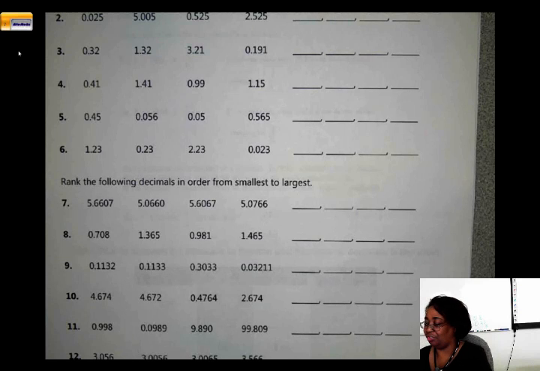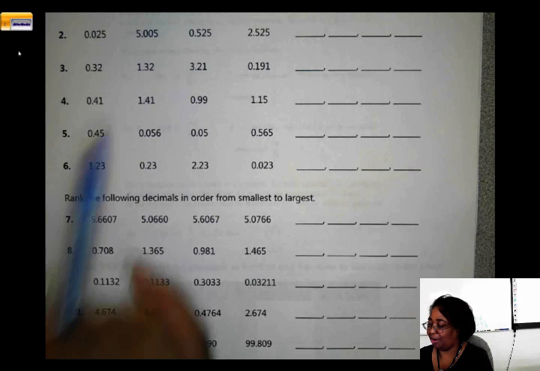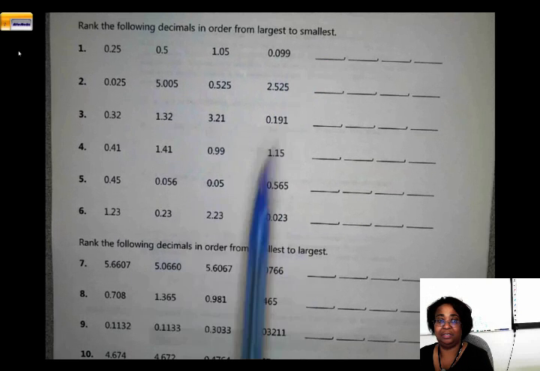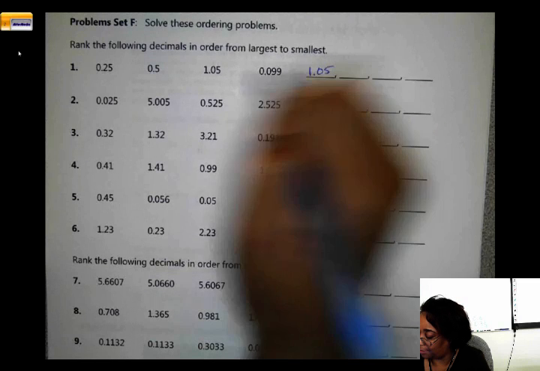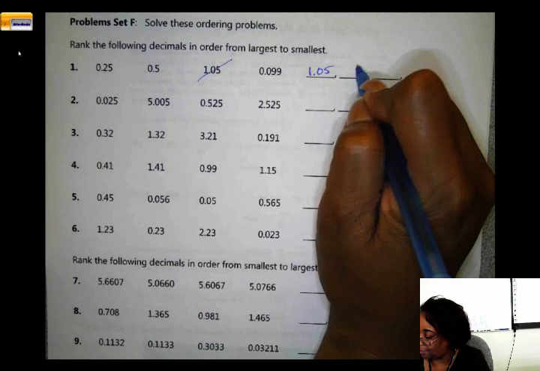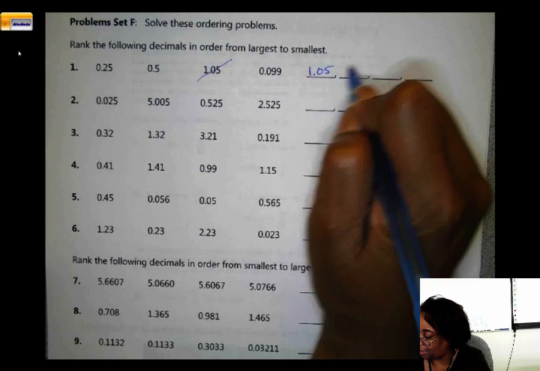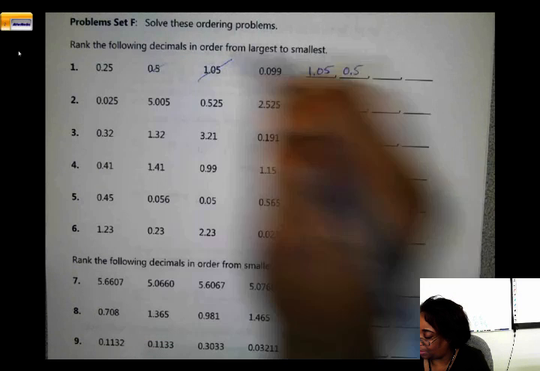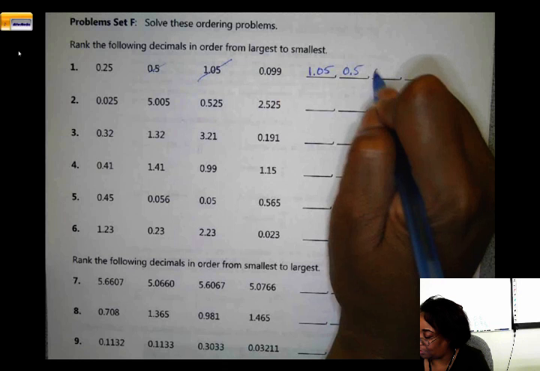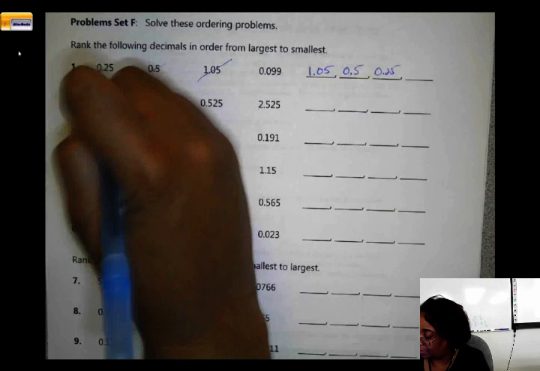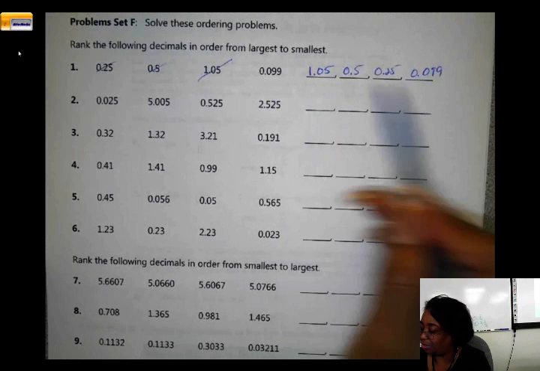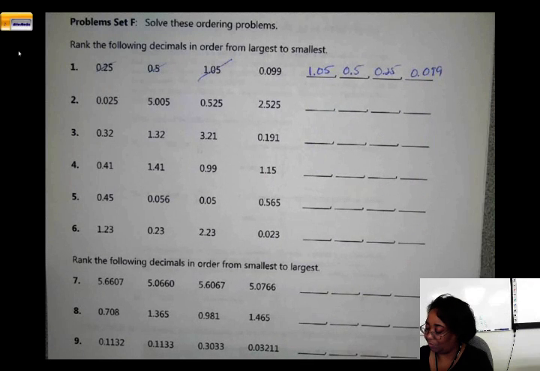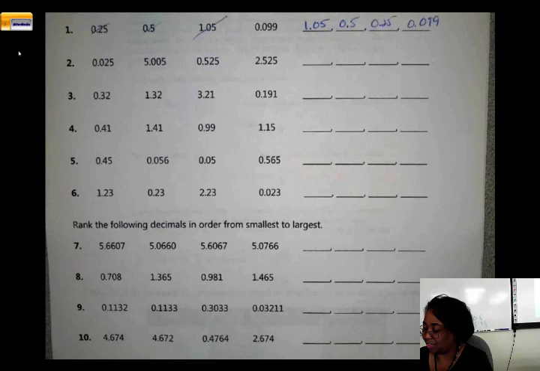On page 5, you're just going to put the numbers in order. The top part, you're going to rank the numbers from largest to smallest. So the big number would come first. Here, the big number is 1.05. And then you have 0.5, and then you have 0.25, and then you have 0.099. So you're going to go from the largest to the smallest. But then for 7 through 12, you're going to go from smallest to largest.